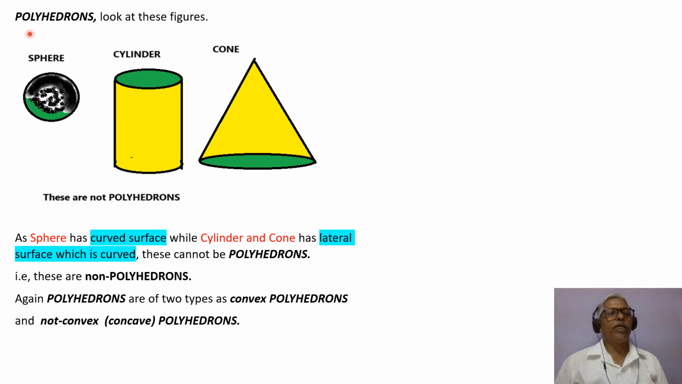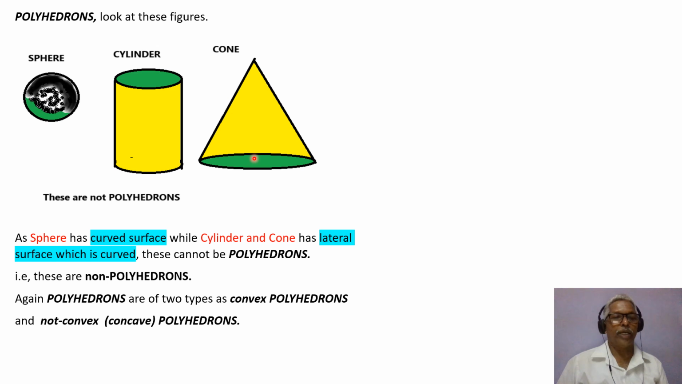So now we will see which are not polyhedrons. Okay. Look at these figures. This is a sphere. This is a cylinder. This is a cone. These are not polyhedrons. Why? If you apply the definition, you will see that, see here, as the sphere has a curved surface, this has a curved surface, while the cylinder and cone have a lateral surface which is curved, the yellow part. So these cannot be polyhedrons because they violate the definition of polyhedrons.